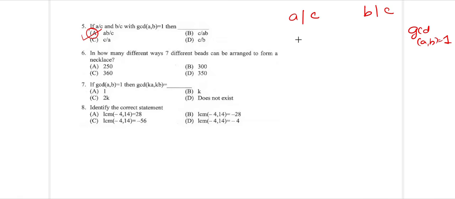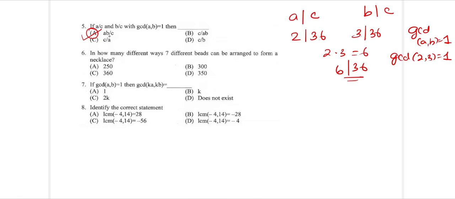Suppose you have 2 divides 36, 3 also divides 36. 2 goes into 36, 18 times; 3 goes into 36, 12 times. So both of them divide 36, and we know that GCD of 2 and 3 is equal to 1. In which case, if 2 divides 36, 3 divides 36, 2 into 3, what is 2 into 3? 6. So this 6 will also divide 36. So that's what we say, AB divides C. But you can check with the other one. If C divides A, what is going to be C?